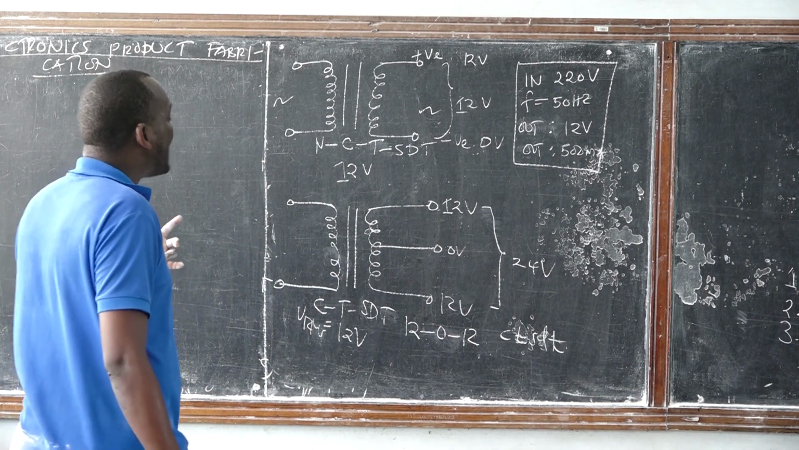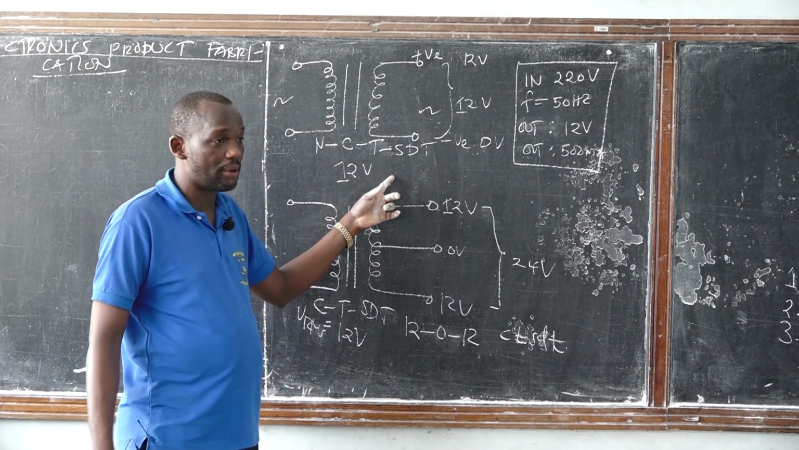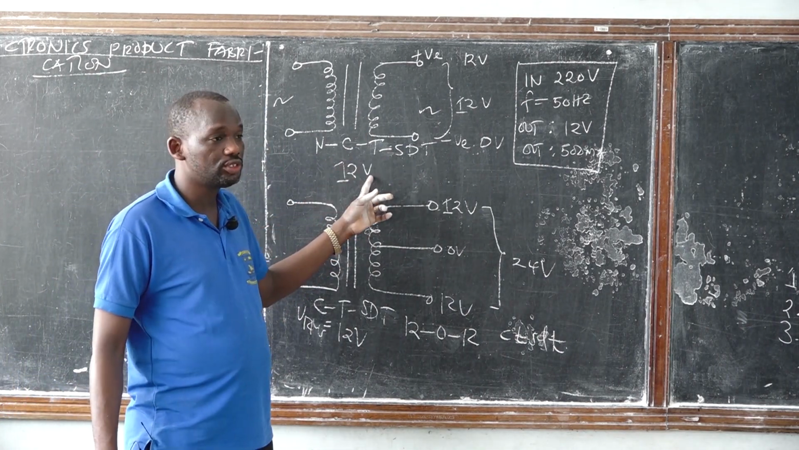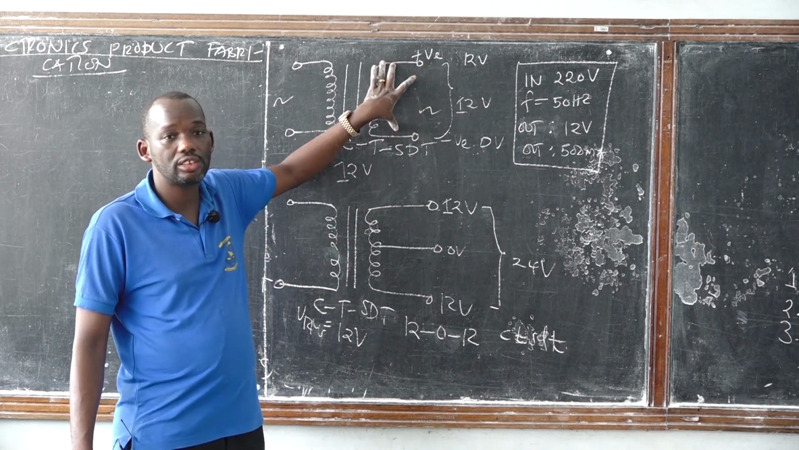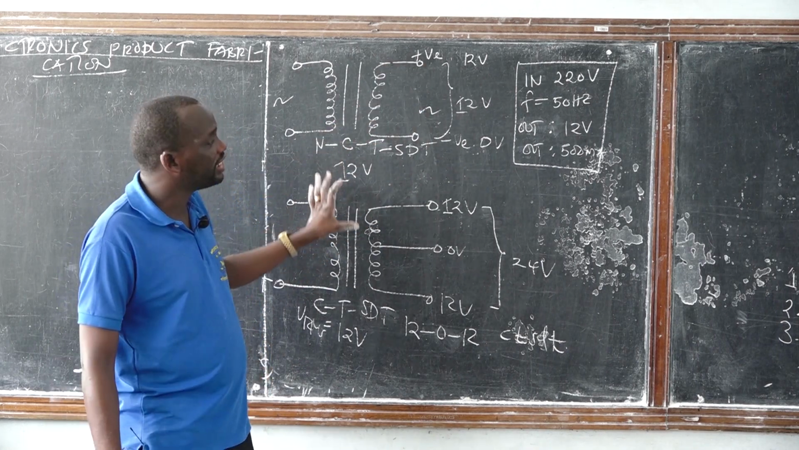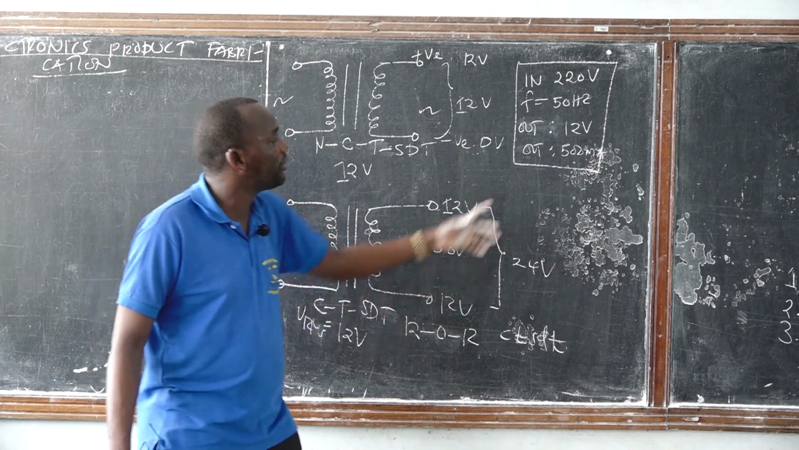You can also have a non-centered step down transformer, which is rated 12 volt. It's only providing 12 volt. That's all. So in rating, for this one that we have 24, we don't write 24 volt.